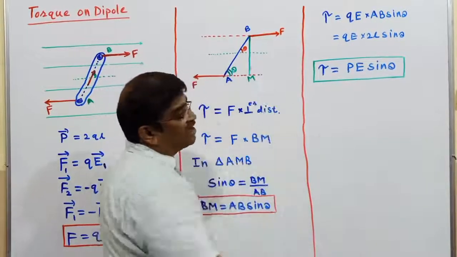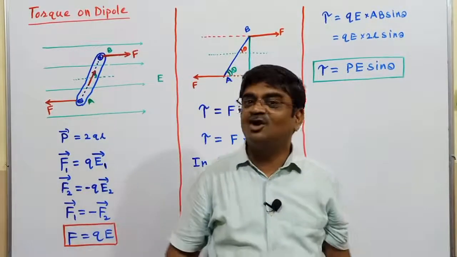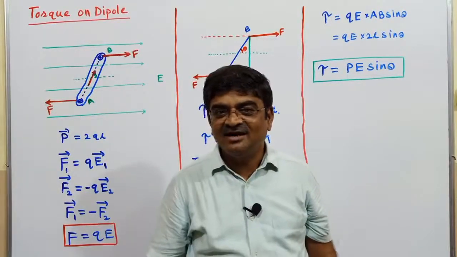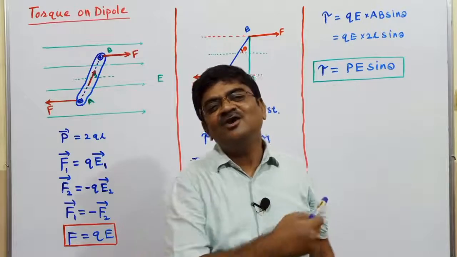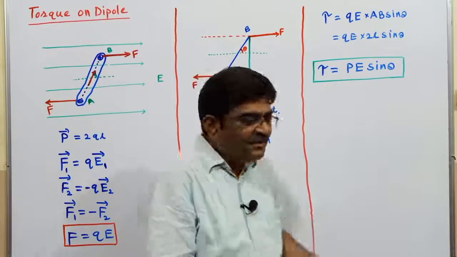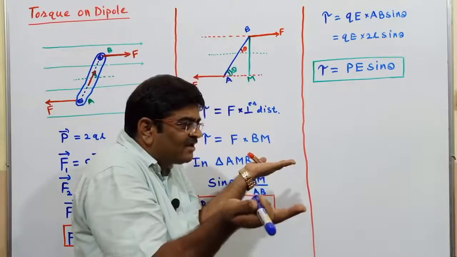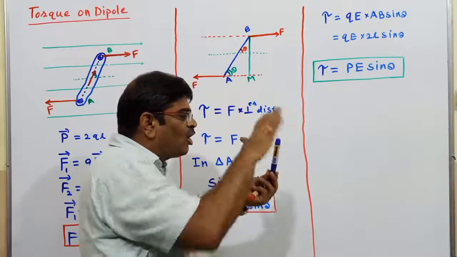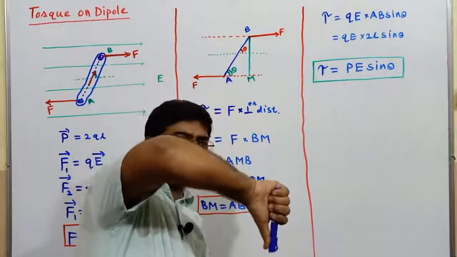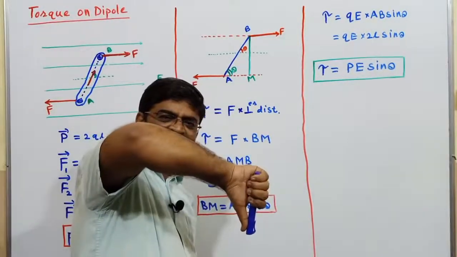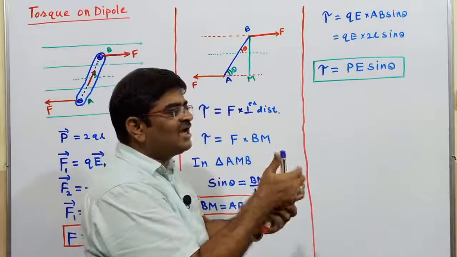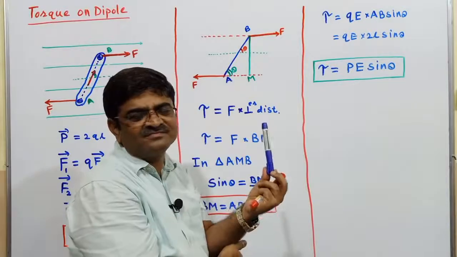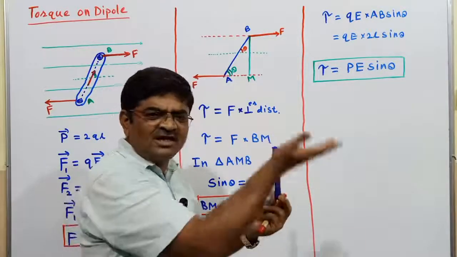If this dipole undergoes rotation clockwise, how is the direction of torque? Into the paper, you can see. If I am holding that in a horizontal plane, for clockwise motion I will say downward, vertically downward. Whereas for anti-clockwise motion, I will say vertically upward.